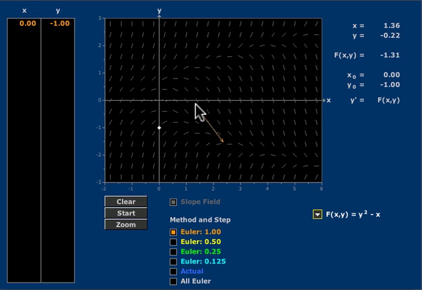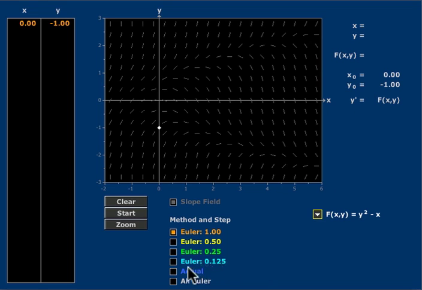The graphing window shows a slope field of this equation, and the value of the slope field can be read off by rolling over the window. It's read off on the right-hand side here: F of x, y has various values depending on where I'm located. I've also chosen an initial condition: x0 is 0 and y0 is minus 1.